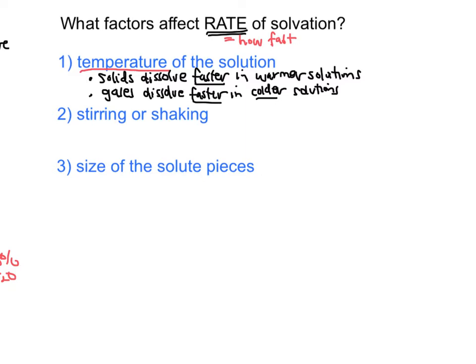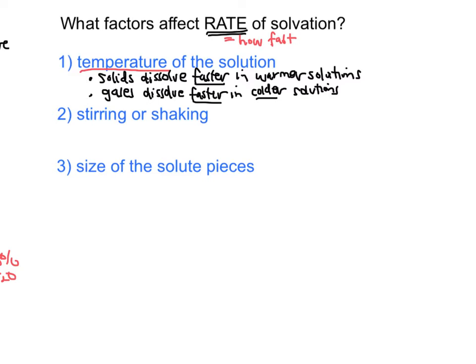But what you might not be aware of is that gases, if they're your solute, tend to dissolve faster in colder solutions. So you can think about cold soda versus warm soda. Cold soda is fizzier, or rather, it keeps its carbonation longer than warm soda. It doesn't go flat as fast. That's why we put soda in the fridge, to keep it cold, so it doesn't go flat as quickly. Also, it just tastes better cold.